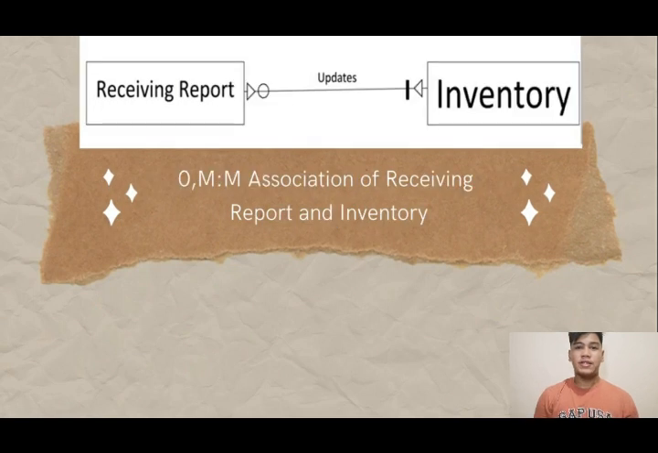And lastly is the zero-or-many to many association between receiving report and inventory. This means that each receiving report may contain at least one or many types of inventory. Furthermore, an inventory may have been received many times or none at all in a given period.